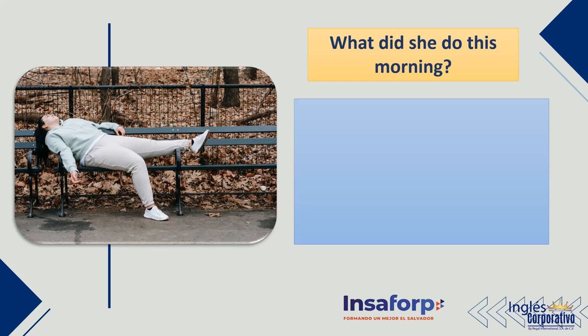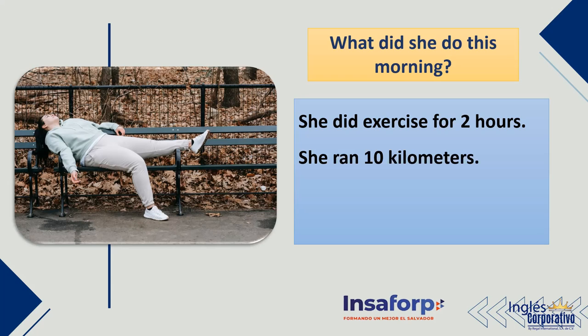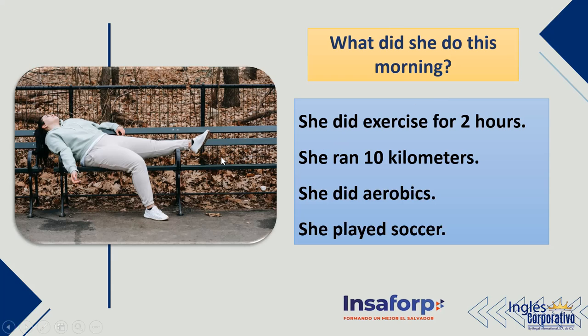And with this, let's see. Let's start with the first one. She did exercise for 2 hours. Very good. She ran 10 kilometers. Corrió 10 kilometers. Any other idea? She rode a bicycle. Oh, that is a new one. Very good. She walked. She did aerobics and she played soccer. Oh, probably she was in a party last night, right? She was in a party last night and she is still sleeping in a park.